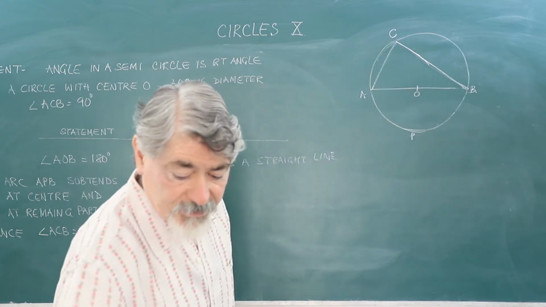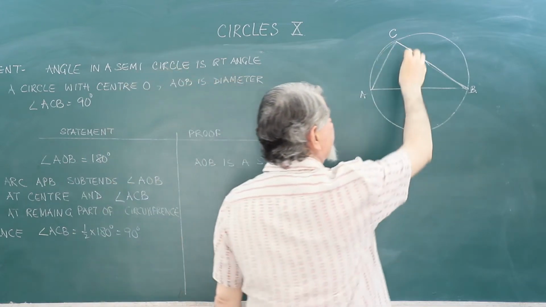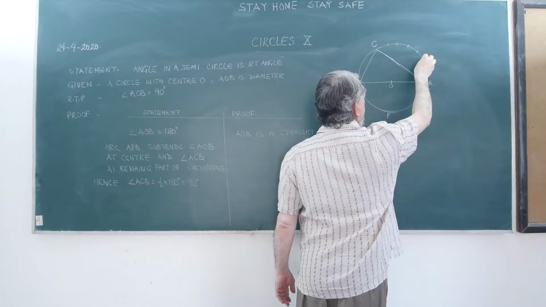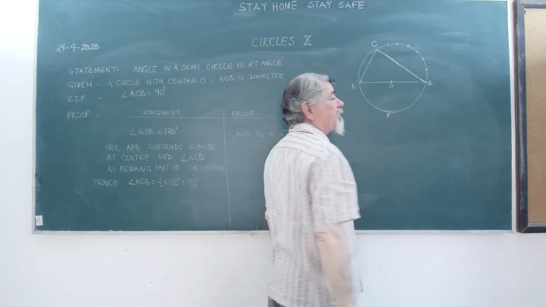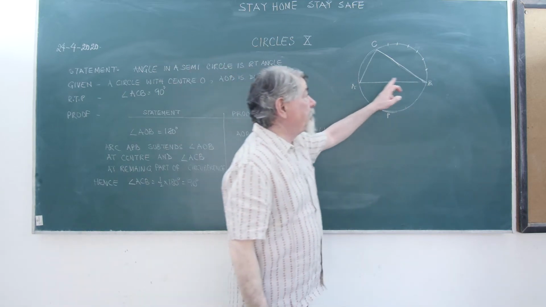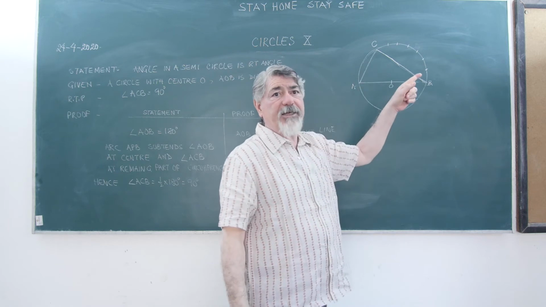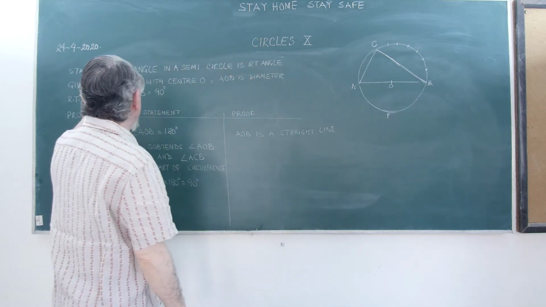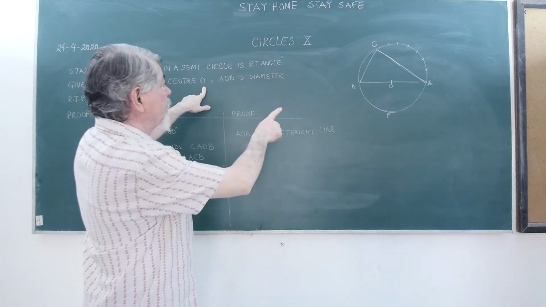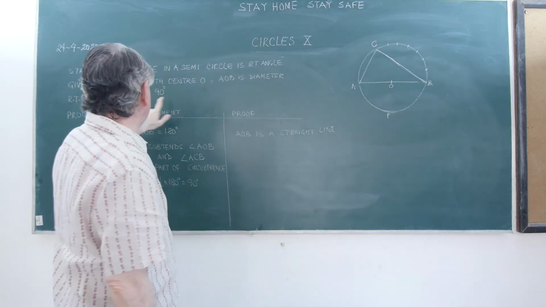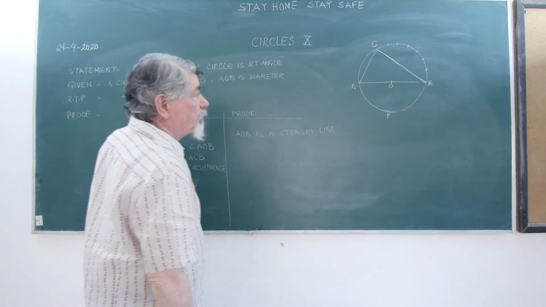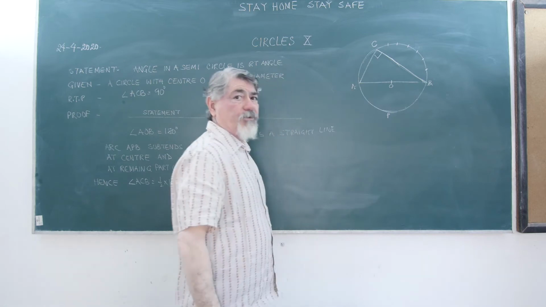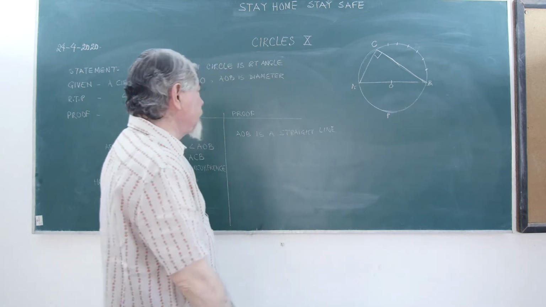C is not unique. C could be anywhere. It could be here, it could be here, it could be here. The position of the point C is not unique. A and B are unique; A and B have to be the ends of the diameter. Here, what is given is a circle with center O, and AOB is the diameter. We are required to prove that this angle ACB will be 90 degrees.